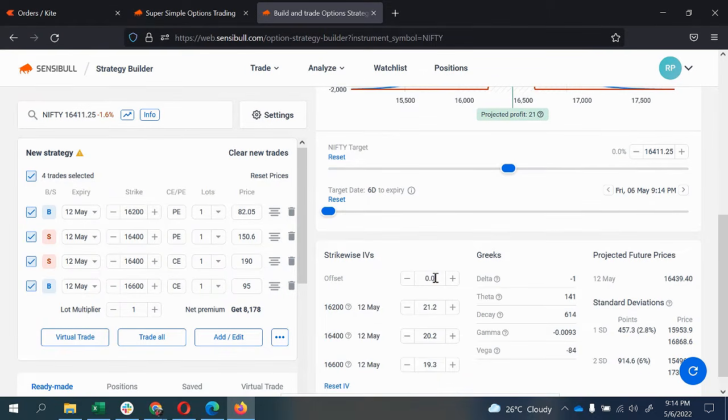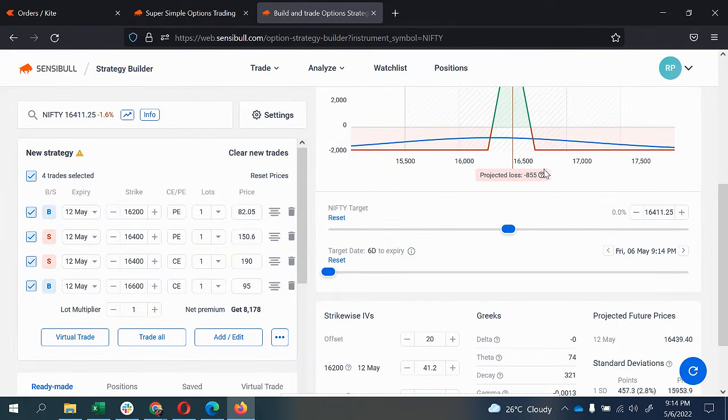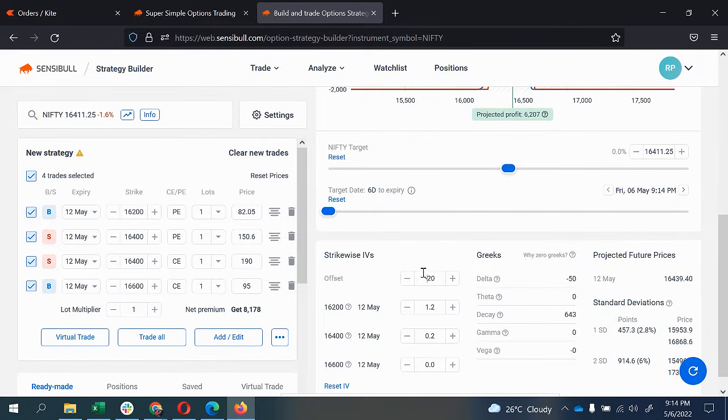Now I'll just increase to 10%. See, you are straight away into loss. I'll increase it to 20%, because a credit strategy needs a falling VIX, but here the VIX is increasing. So let's say I'll just put a minus. I'm just trying to get the VIX down. See, straight away you will get into profit, because it's a credit strategy. What does a credit strategy require? A credit strategy requires a falling VIX.